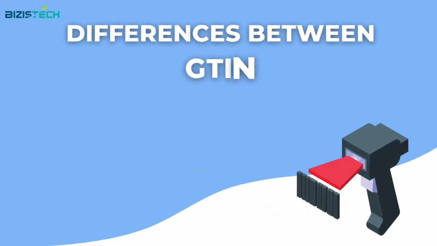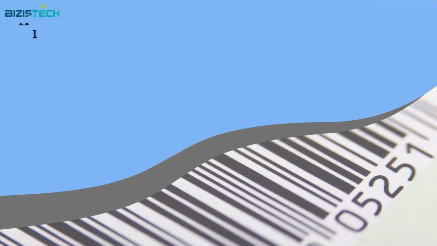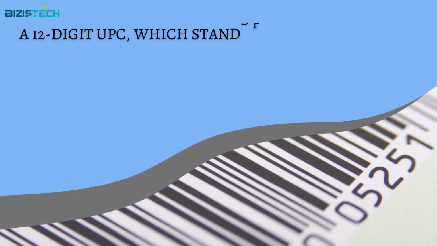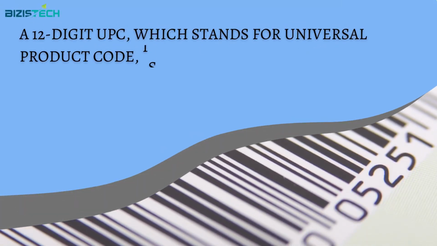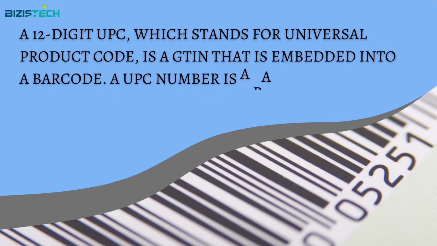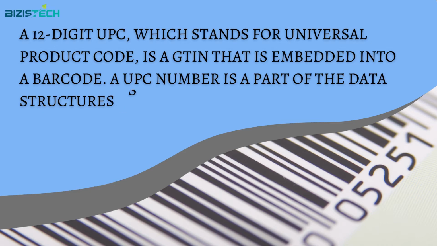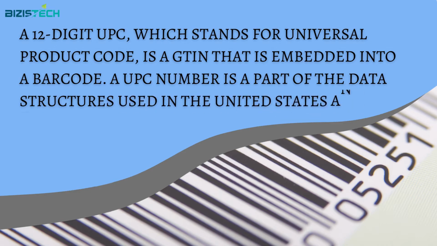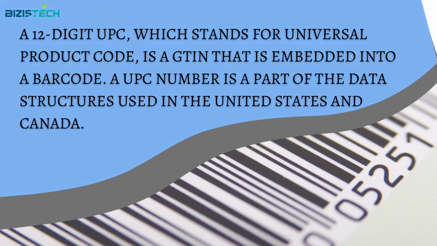Hi everyone, today we are going to discuss the difference between GTIN versus UPC. A 12-digit UPC, which stands for Universal Product Code, is a GTIN that is embedded into a barcode. A UPC number is a part of the data structures used in the United States and Canada.